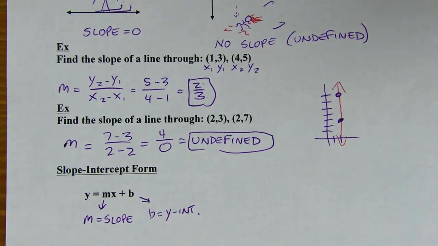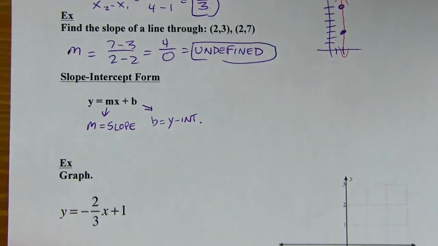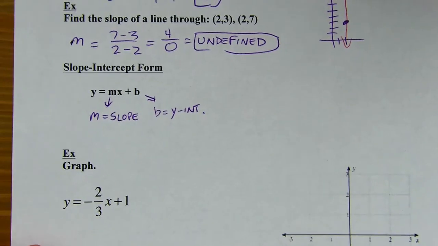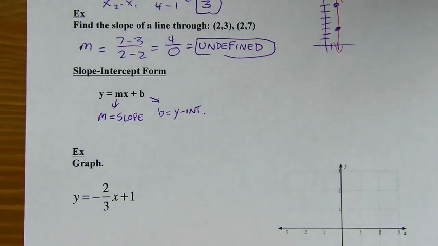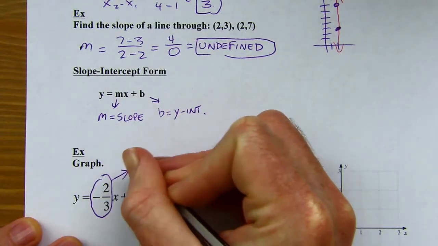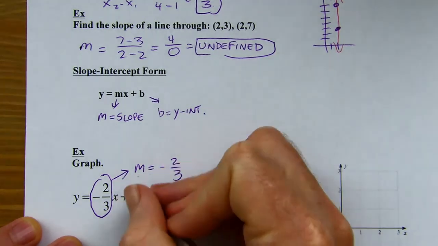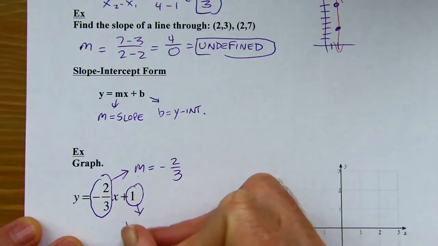Okay, that is slope-intercept form. It's probably the easiest one to graph, I think. Well, point-slope's pretty straightforward too. But okay, so here we've got a line in slope-intercept form. So my slope here is negative 2/3. Okay, and then here's my y-intercept, right?